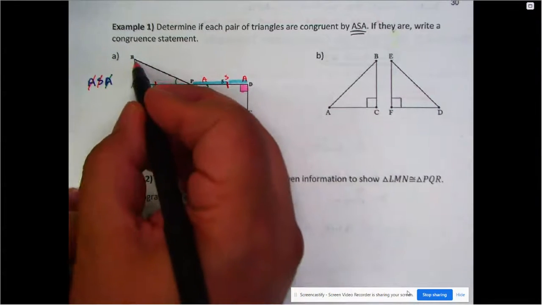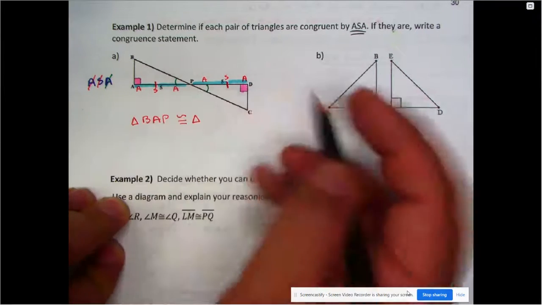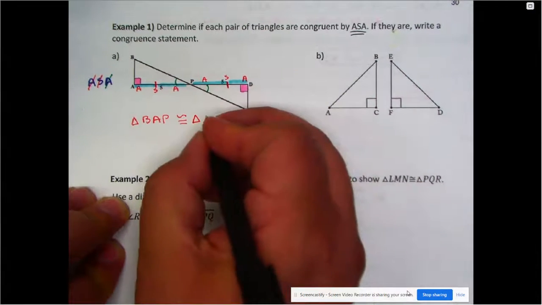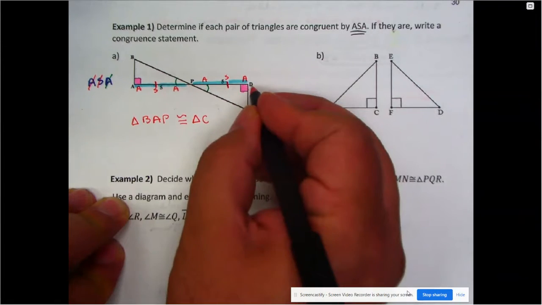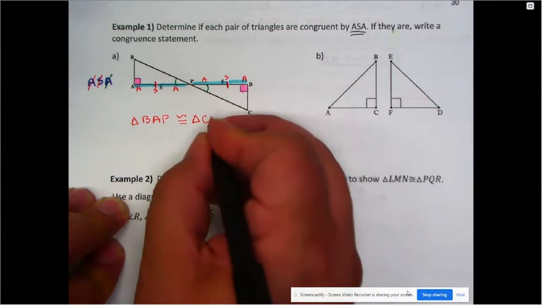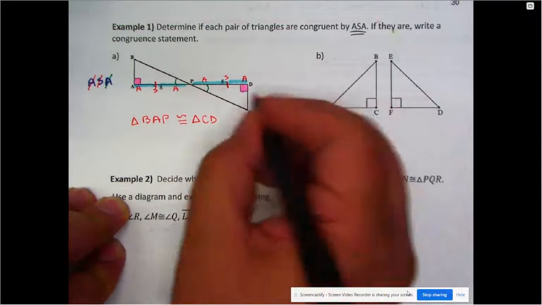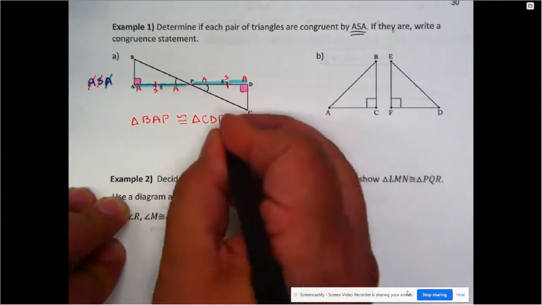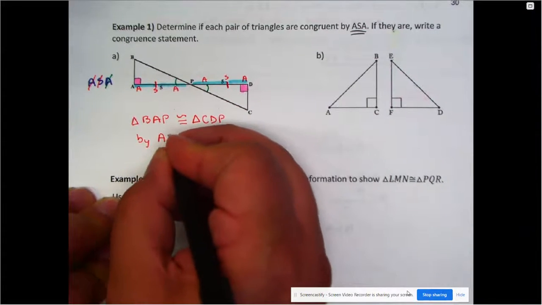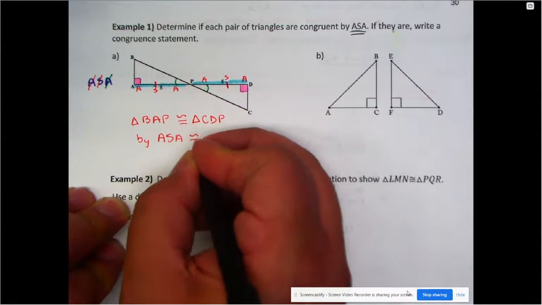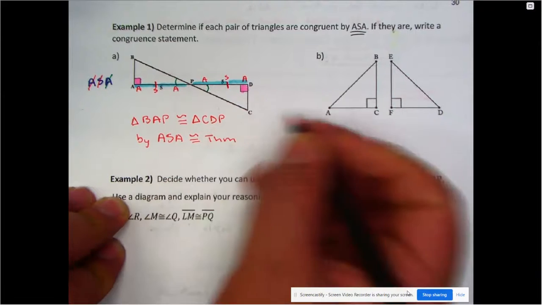If I started this one with the letter B, notice it has no mark. Well, then I have to start this one with the letter C. My next letter was A, that has a 90. Then I'm going to put the letter D in the middle. And then the last letter is P as well. But now we can say by this angle, side, angle congruency theorem. And there's our answer.